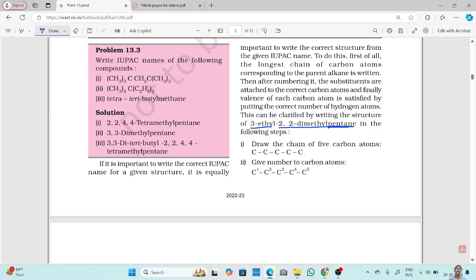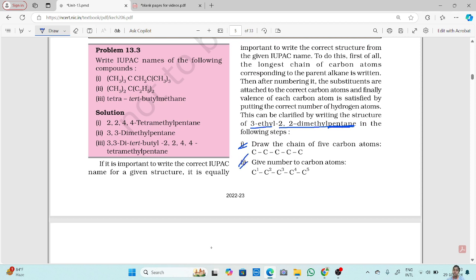Now we will be writing the structure with respect to their name. To do that, we have to follow certain steps. The first step is to always draw the parent alkane chain first, which is always given at the end. Pentane is your parent carbon chain, so 5 carbons joined together. Now give them the numbers 1, 2, 3, 4, 5.